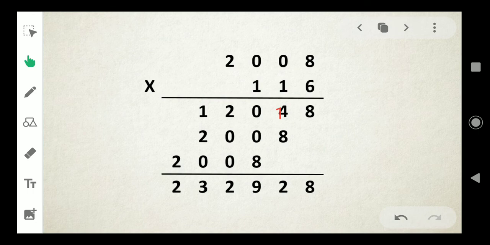Let's see one more example of how to multiply with a three-digit number. Here 2008 into 116. Are you ready? 6 into 8 is 48. 8 here, remainder 4. 6 into 0, answer is 0. Plus that 4, we will get 4. Again 6 into 0, 0. 6 into 2, 12.